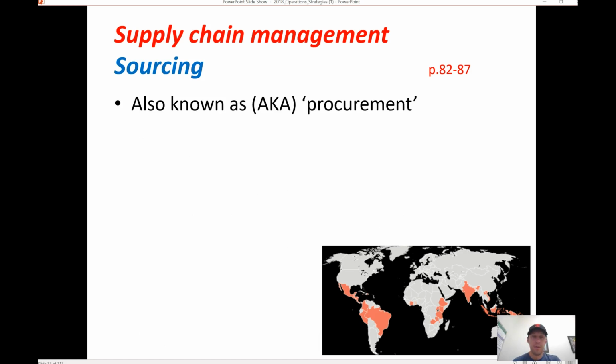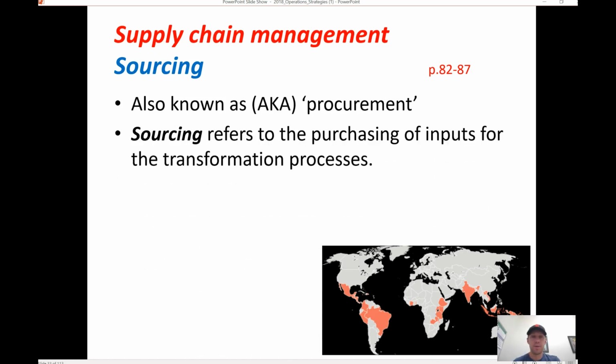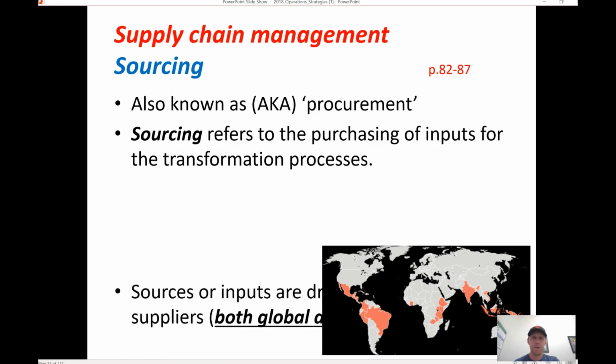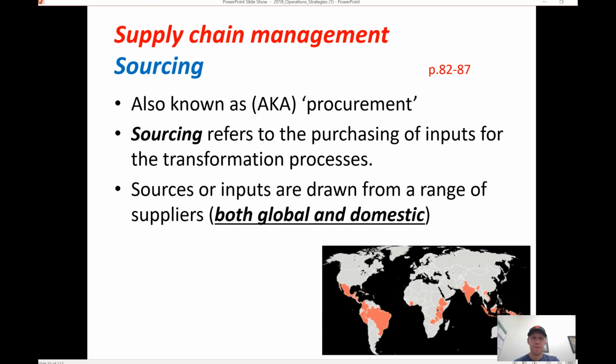So first element of supply chain being sourcing, sometimes known as procurement. That's where are the inputs actually going to come from? So the purchase of the inputs for the transformation process. So the sources or inputs are generally drawn from a whole range of suppliers. So some might come from overseas, some might come domestically, and we'll have a look at McDonald's supply chain in class.